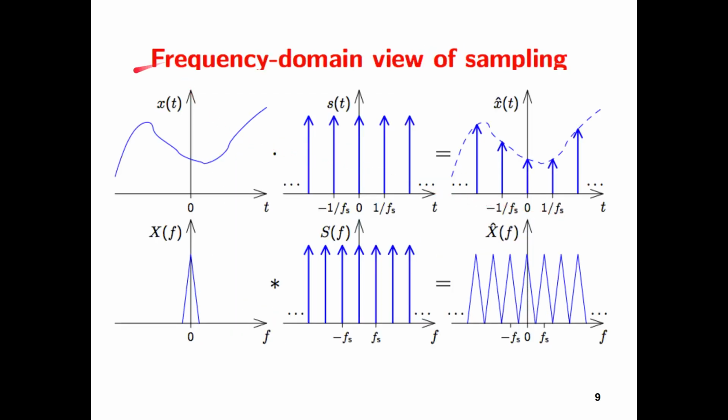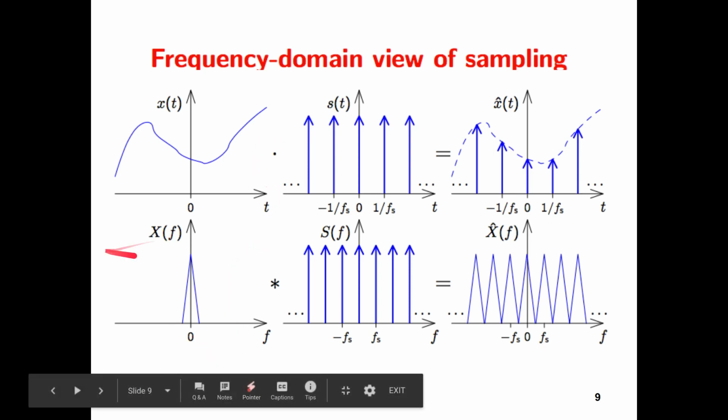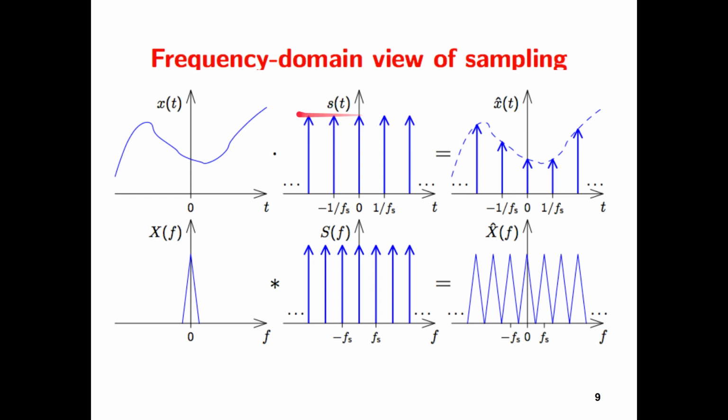We have seen what happens in the time domain. Now let's see what happens in the frequency domain while sampling. A multiplication in the time domain is a convolution in the frequency domain. X of f is the spectrum of the input signal x of t. And we also know that the impulse train spectrum is basically the same thing in the frequency domain.